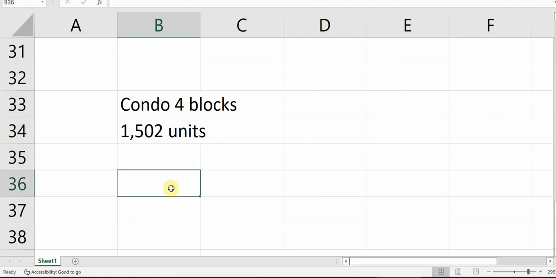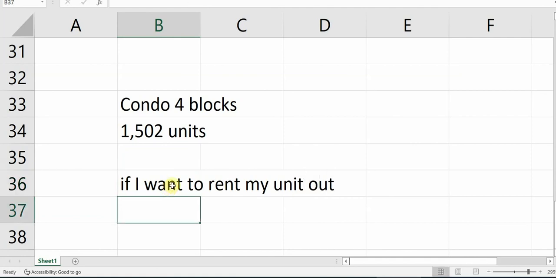1,502 units. Now, let's say I need your help. If I want to rent my unit out, I got to compete with my neighbors, right? Now, how many neighbors there? 1,501, because I'm one already, 1,502. So I got to compete with about 1,500 neighbors within the four blocks. And if you have been in my housing area, you can see a lot of condominiums also. So that means my competitor is not just these 1,501 units. I also have a lot of neighboring projects, new and old buildings, new construction and this stuff. So I need your help here. How do I attract customers?